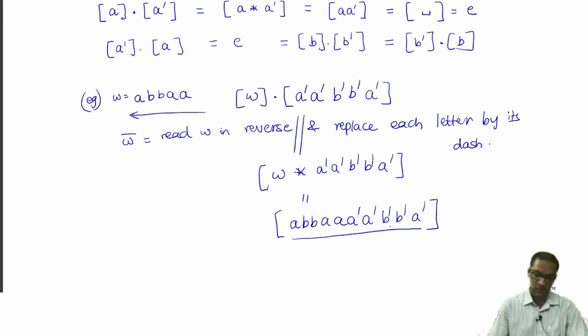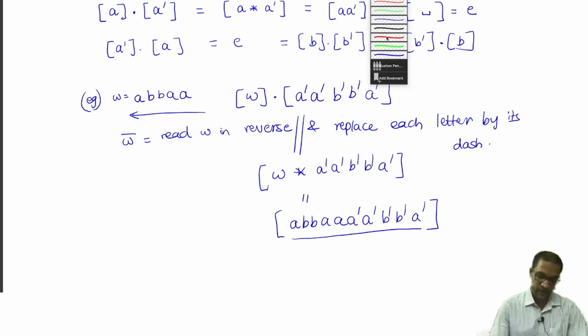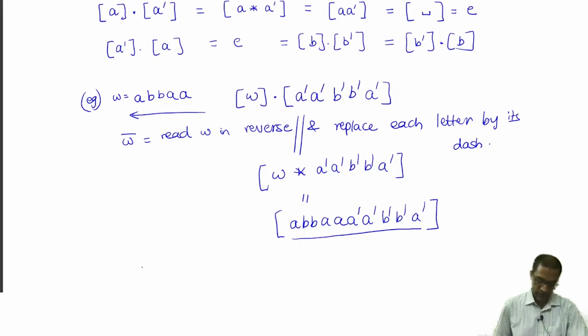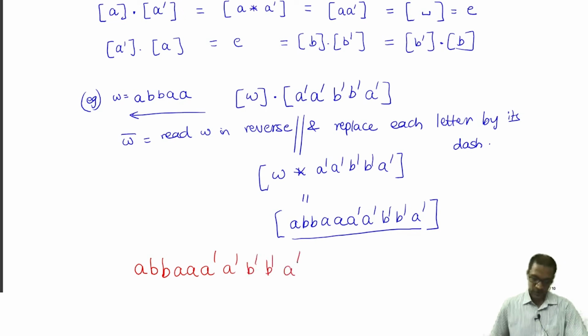So let me write down this word and I'll convert it into the empty word. So A, B, B, A, A dash, B dash, B dash, A dash. Okay, so let's just do it right there. So I have this pair A and A prime right over here. So I know that pair can be erased. I can make it into the identity, into the empty word. So I erase that from my word.